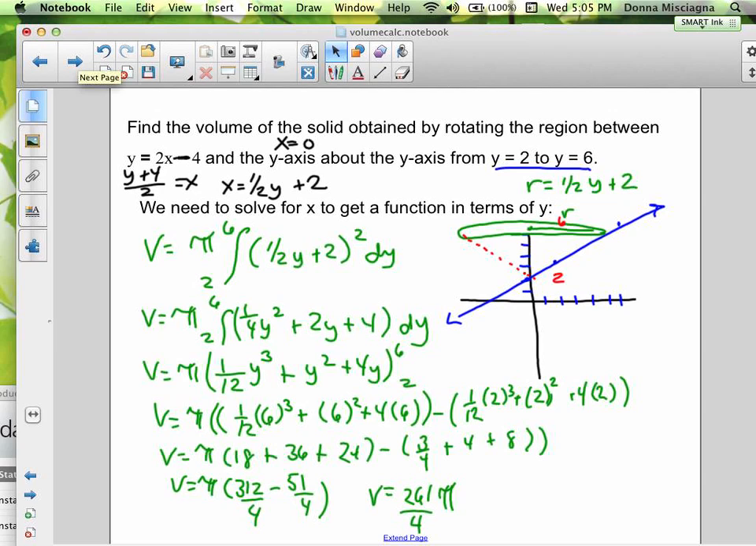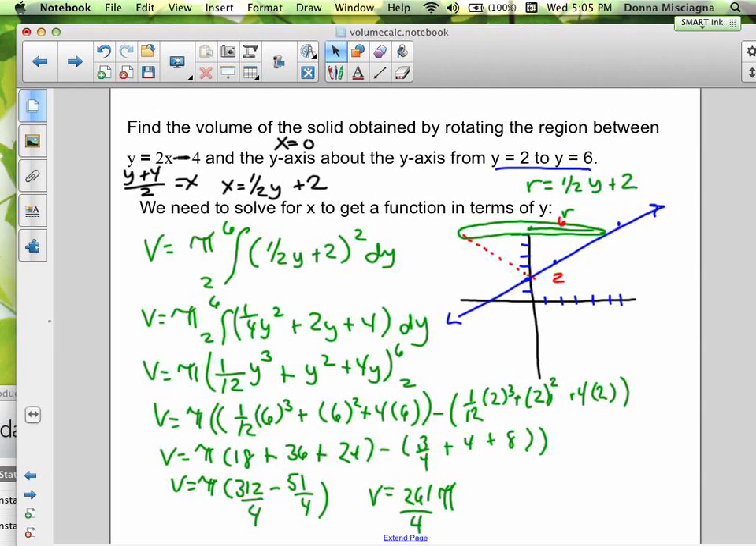Our equation, though, is solved for y, not x, so we need to solve it for x. So you'll add 4 to both sides and divide by 2. So 1/2 y plus 2 is your equation. Remember, you have to square it because it's pi r squared for the area of the circle there, and then dy for the thickness. So if we square 1/2 y plus 2, we get 1/4 y squared plus 2y plus 4, and then we just integrate that.